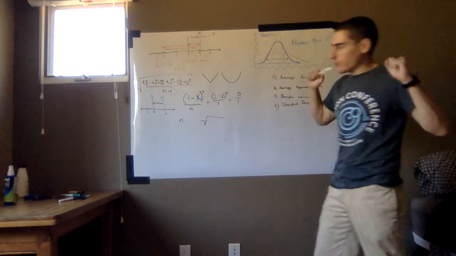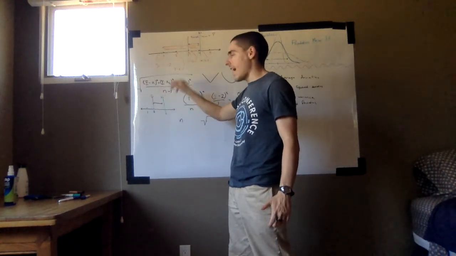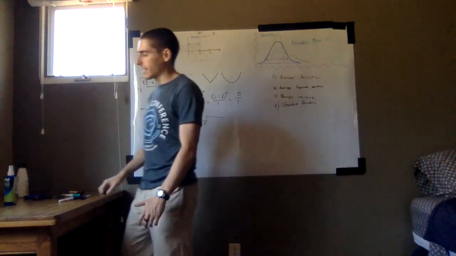So still the confusing part about this is, all right, apparently empirically n minus 1 is the right number, but why exactly is that? And that's the thing that I'm going to cover next.